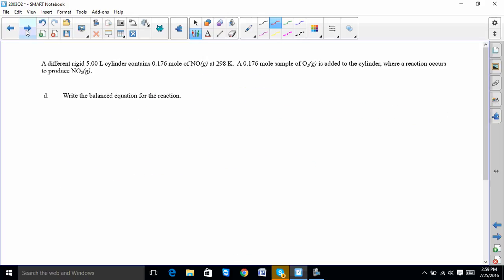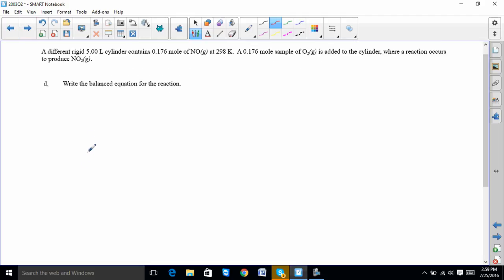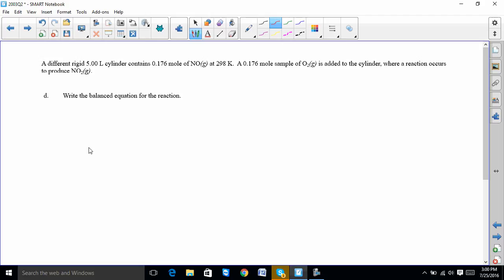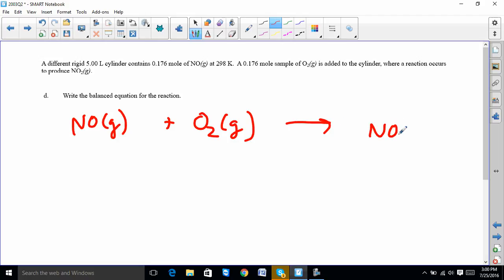A different 5-liter cylinder contains 1.76 moles of NO at 298 K. A 1.76 mole sample of O2 is added to the cylinder. Okay, first thing, write the balanced equation. So this is what I would say. They're telling you that NO gas, and then you have some O2 gas, and these come together and make NO2 gas. And the question is, what's the reaction?